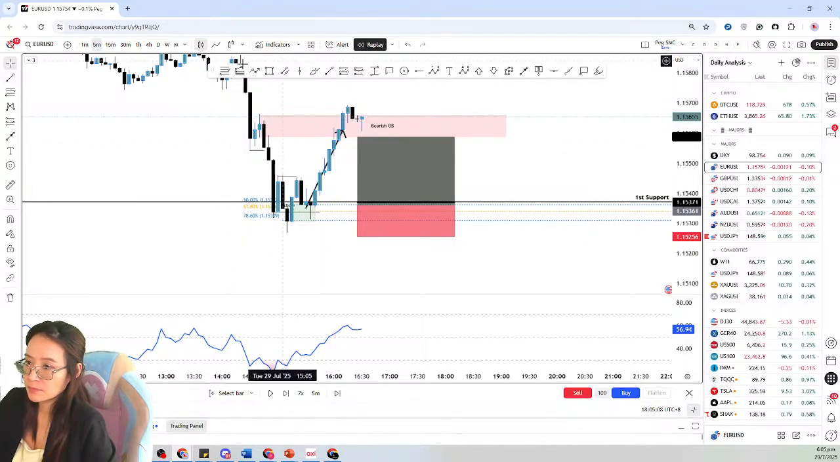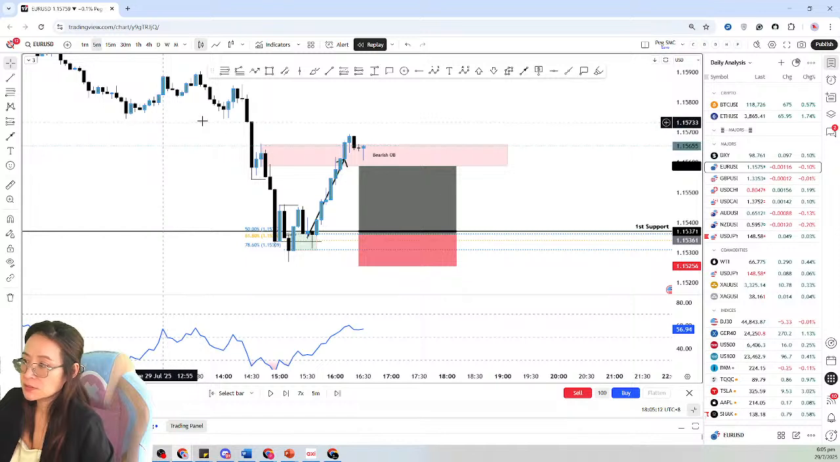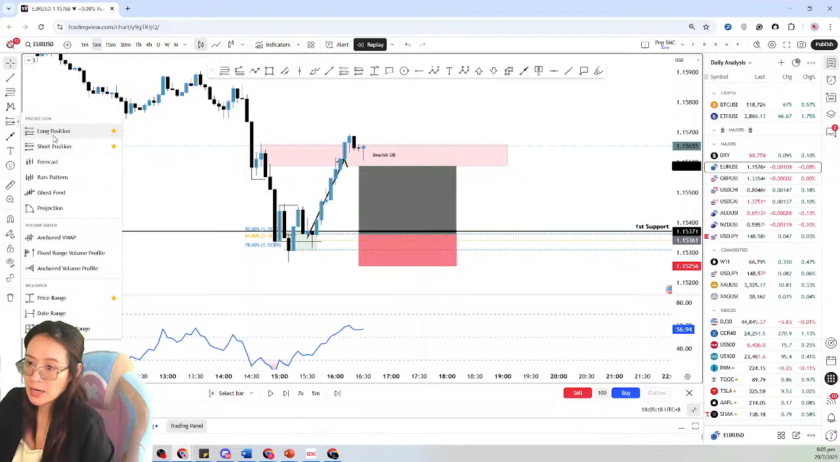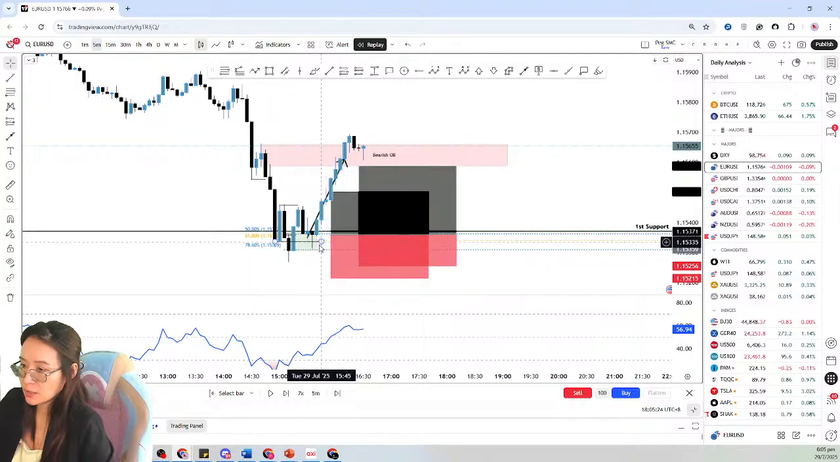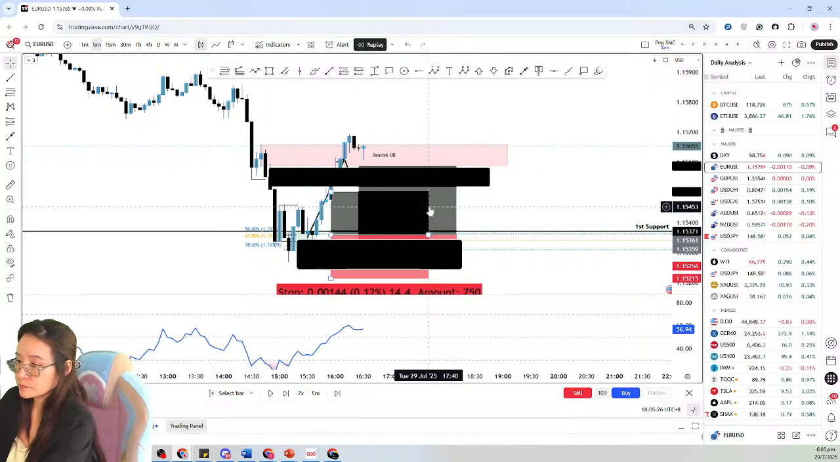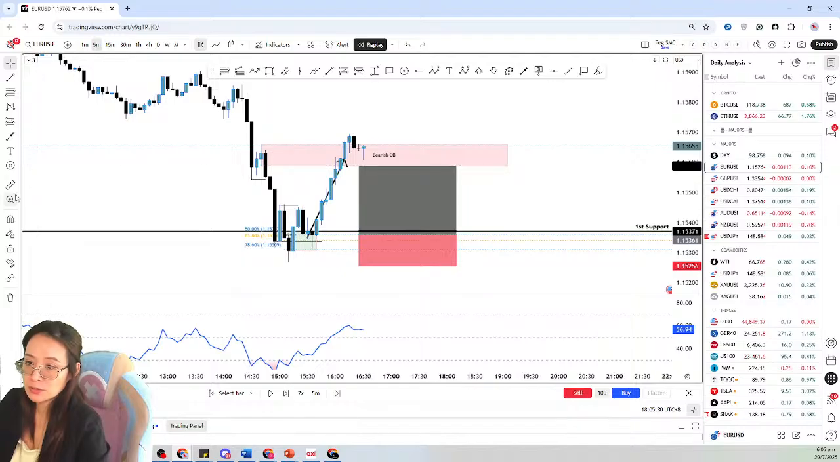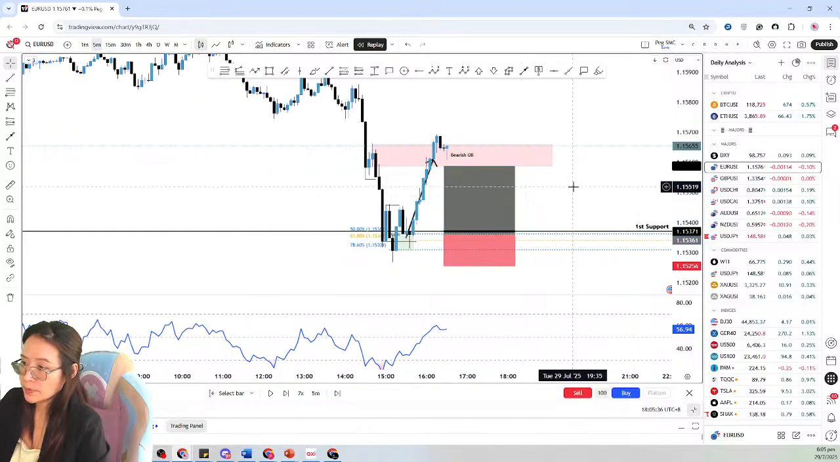And how many pips? This is how you enter your trade. And I enter my trade by waiting for confirmation. Even though I trade with support and resistance, I will need to wait for confirmation. From here to here, let's just say 22 pips for scalping.